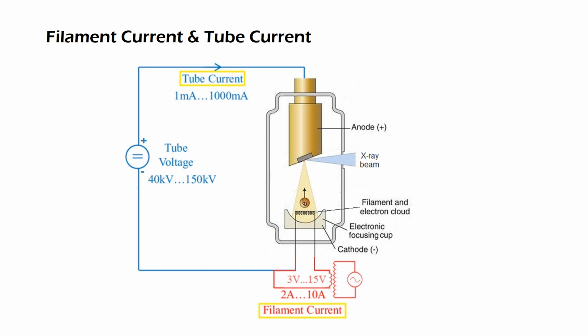However, the tube current flows only when the tube voltage is applied between the cathode and anode, allowing the electrons released from the filament due to thermionic emission to move from the cathode to the anode. The tube current is dependent on the number of electrons released by thermionic emission, which is adjusted by the filament current and filament temperature.